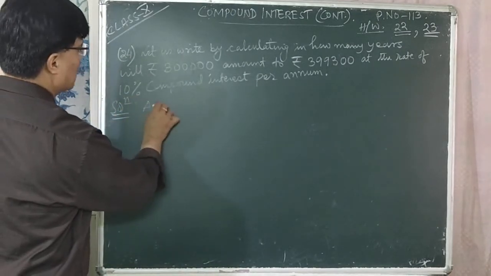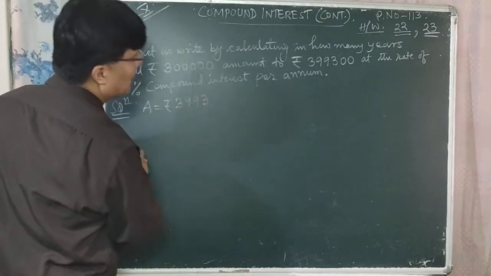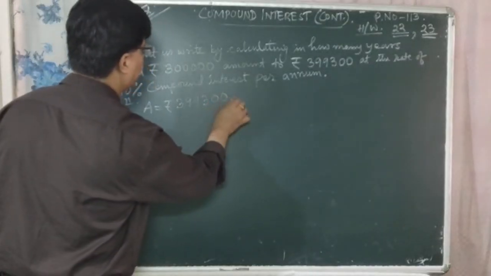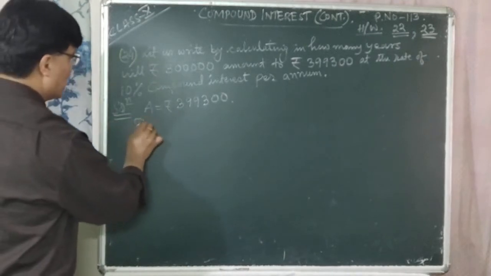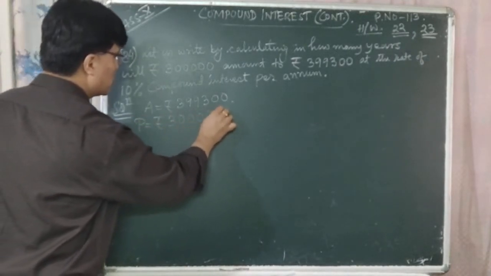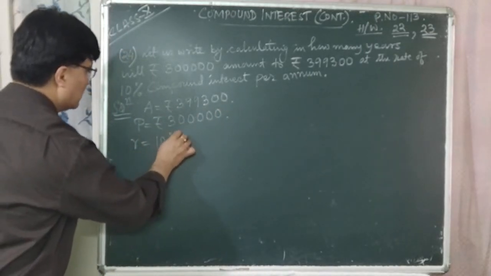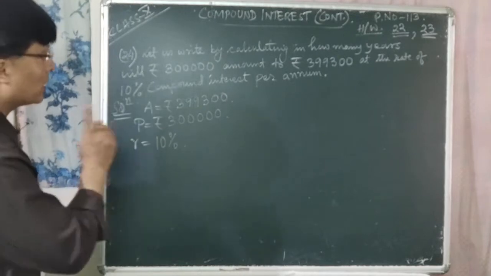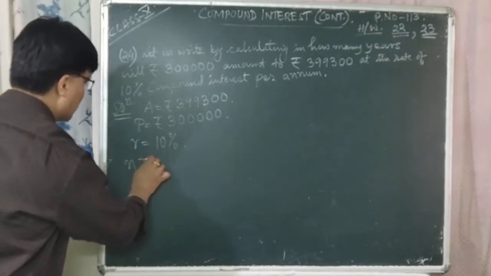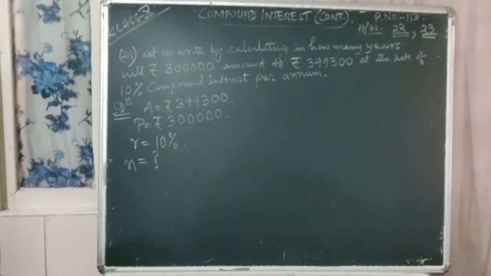So what is the amount in this case? Rupees 3,99,300. Right. What is the principal here? Rupees 3 and how many zeros? 5 zeros. What is the rate of compound interest per annum? It is 10%. So what is asked here? That is number of years. That is time is required. So n is equal to question mark.